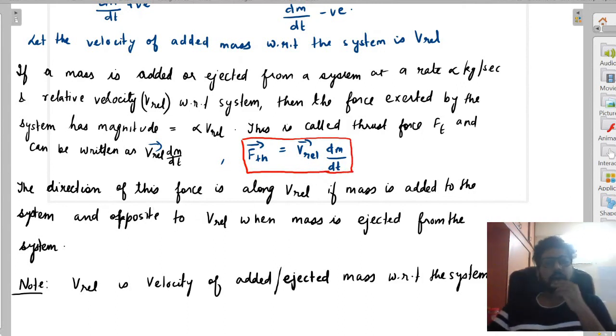Okay. Now again note, v relative, I've already told you, but again I'll repeat. V relative is the velocity of added or ejected mass with respect to the system. So here also I have written let the velocity of added mass with respect to the system be v relative. Okay.